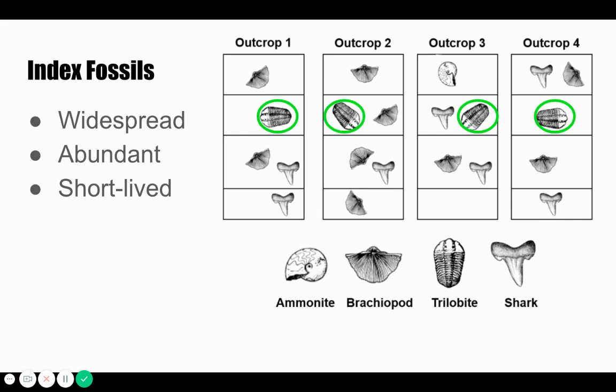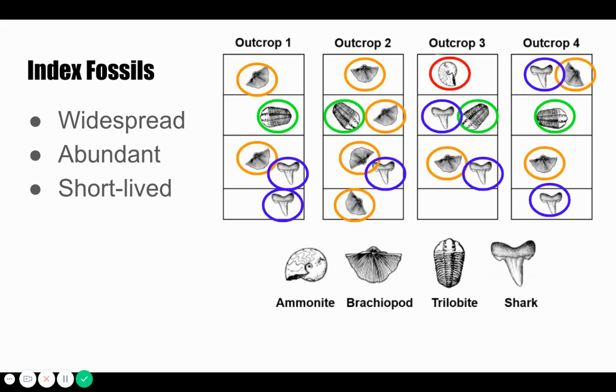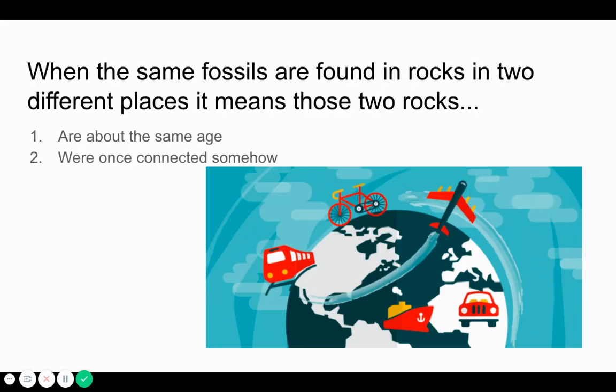Trilobites are found in all 4 outcrops as well, but the difference is that they are only found in one layer. This means that they were short-lived. So they were widespread and abundant. They're in all 4 outcrops in different areas, but they did not live for a long time. That makes them an excellent index fossil. This image just shows the distribution of all 4 types of fossils at the same time. And again, key into the green trilobites. They're the ones that are widespread, abundant, and short-lived and make the best index fossil.